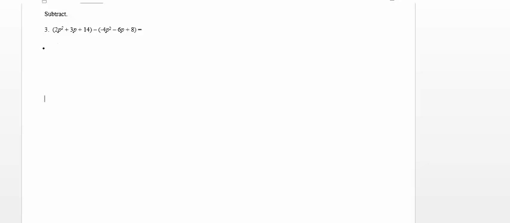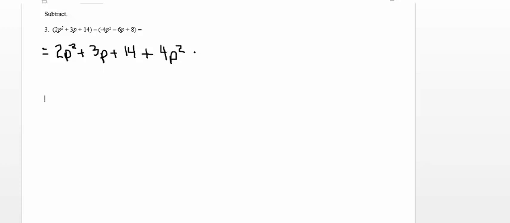Let's look at subtraction. When I subtract polynomials, I drop the grouping symbol from the first polynomial. So notice no changes made to the first polynomial. But now I'm going to change the sign of every term in the second polynomial.